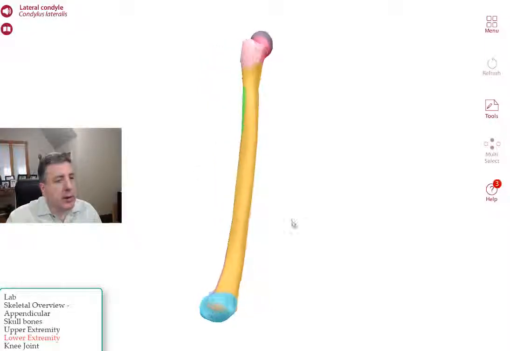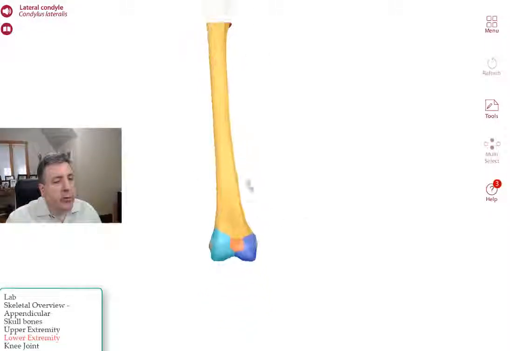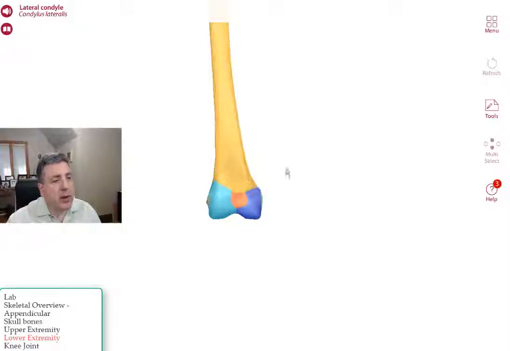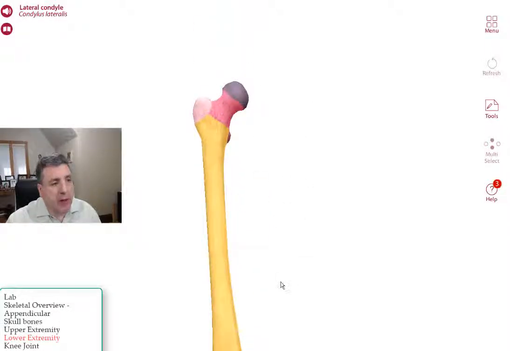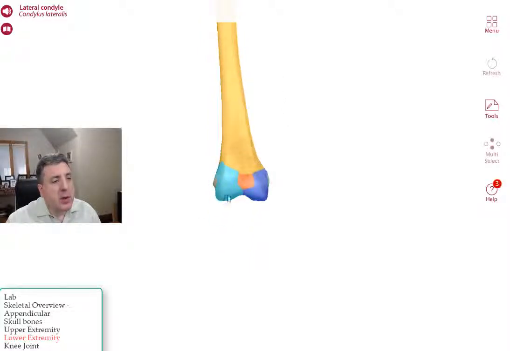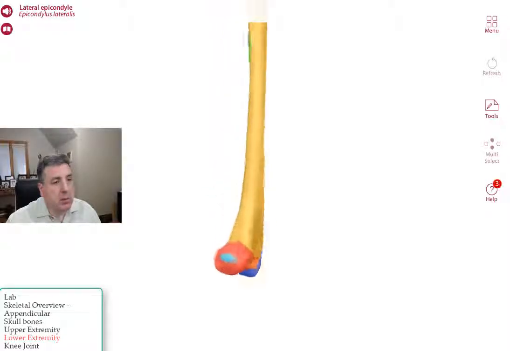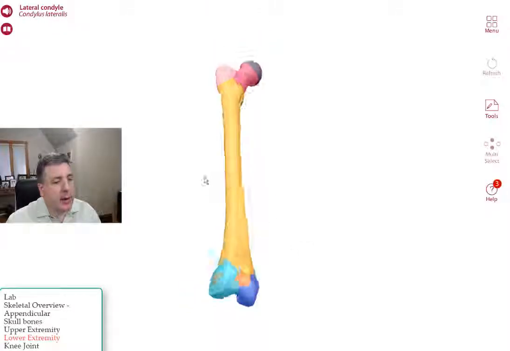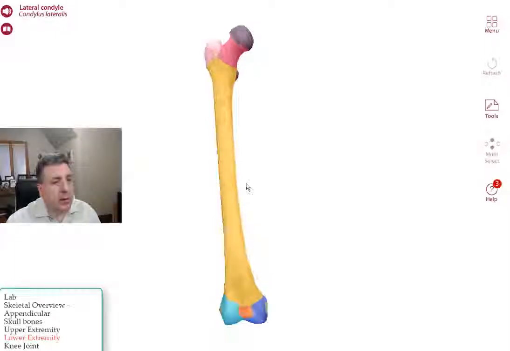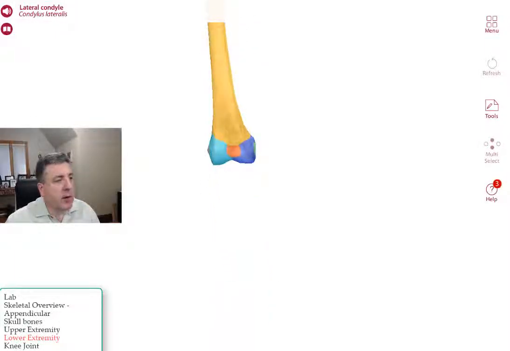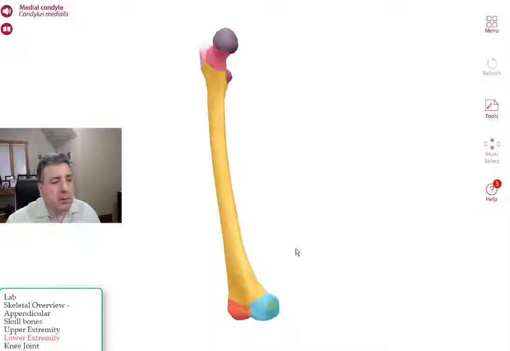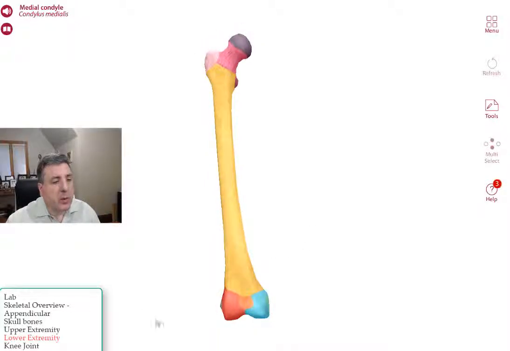The lateral condyles: if you go to the distal end of this, now we know this is the medial side. So if you come back up, the lateral condyle is going to be here. Let me redo this again. Okay, lateral condyle versus the medial condyle. Don't mistake that with the epicondyle.